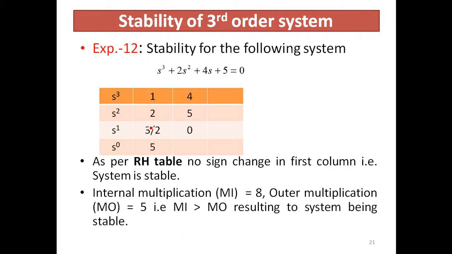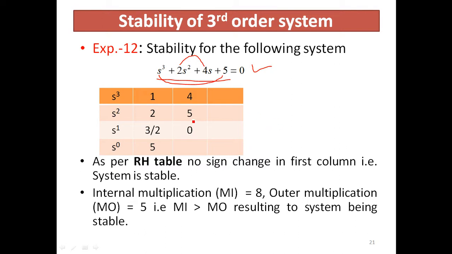So let us say this is your example, and we will verify it using the Routh Hurwitz criterion, that is, Routh's table. If we consider the inside coefficients multiplication, 2 into 4 equals 8. The multiplication of outside coefficients, 1 into 5, equals 5. So the inside multiplication is more than the outside multiplication. Therefore, this system is a stable system.